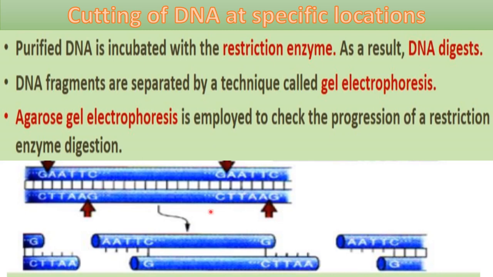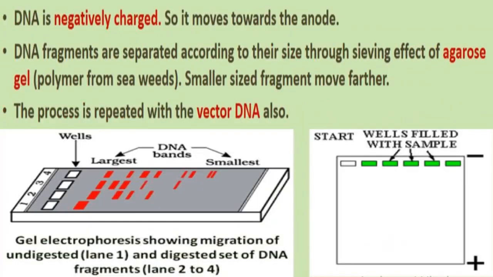So what is done here, you can see, this is DNA, and when we incubate it with restriction enzyme, fragments like this are formed, right? And with the help of gel electrophoresis, we just check these fragments, right? And because we are using agarose gel here, that's why this technique is called agarose gel electrophoresis. Now let's see what is done in this technique.